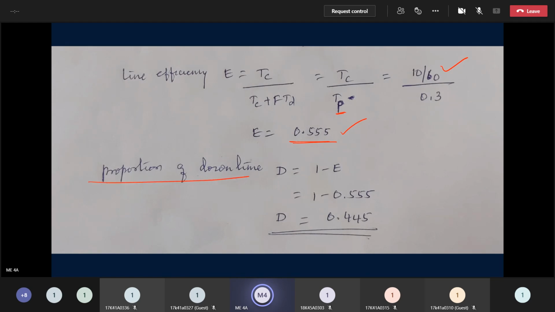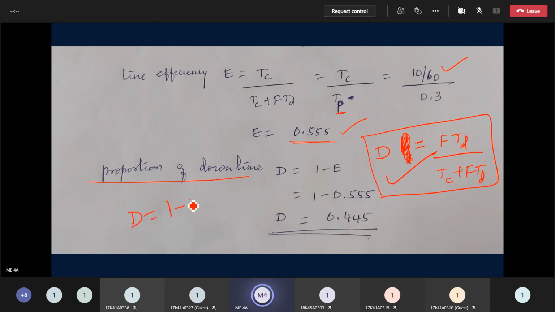So proportion of downtime is 1 minus E. If you remember, I gave this formula also: FTD by TC plus FTD. Okay, this is the proportion of downtime. Remember this? This is one formula I used in the beginning of unit 2. Either you can calculate this way or simply D is equal to 1 minus E.